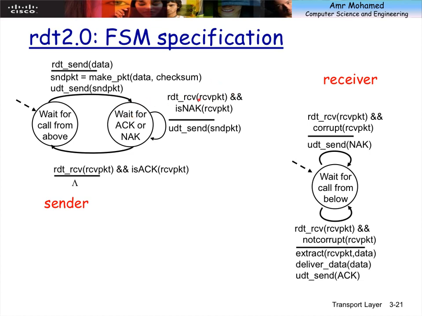If I receive the incoming packet and isNAK is true, which means that what's coming is negative acknowledgement, this is an indication of error. So in that case, I need to send again. When I send again, I will be in the same state, because this is retransmission, and now I will wait for another acknowledgement or negative acknowledgement.